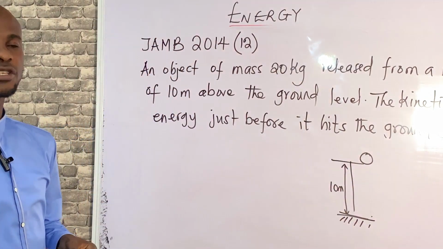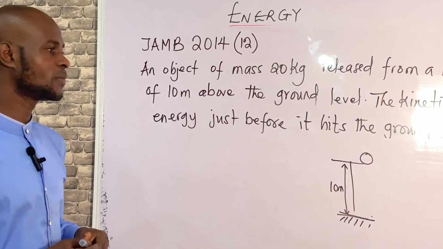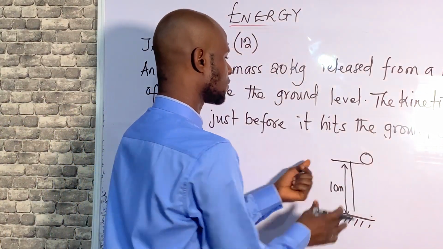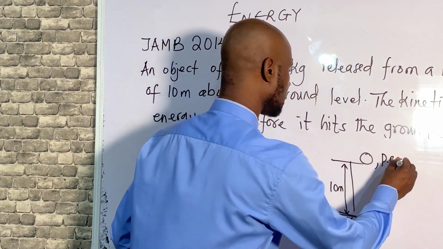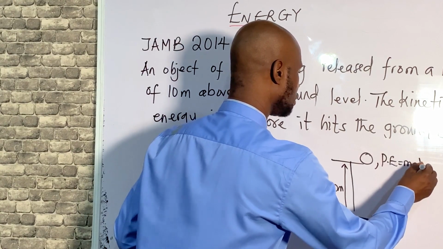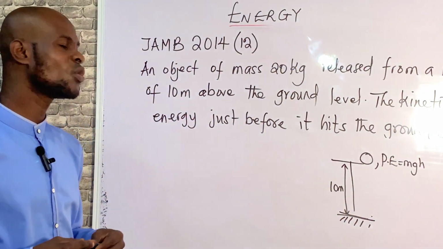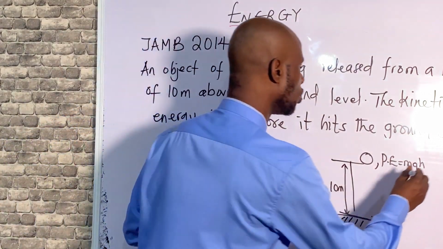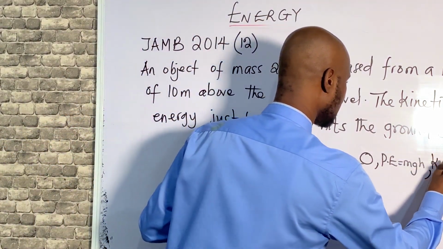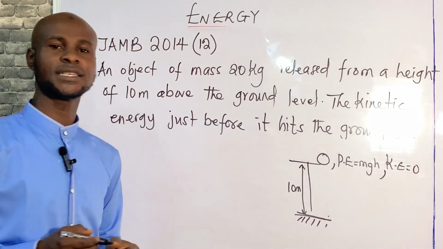In the last class, I told you that when this object is at the top of this building, it possesses only potential energy, which is equal to what? mgh. This object only has potential energy at the top of this building, and it has no kinetic energy, which means the kinetic energy is zero.